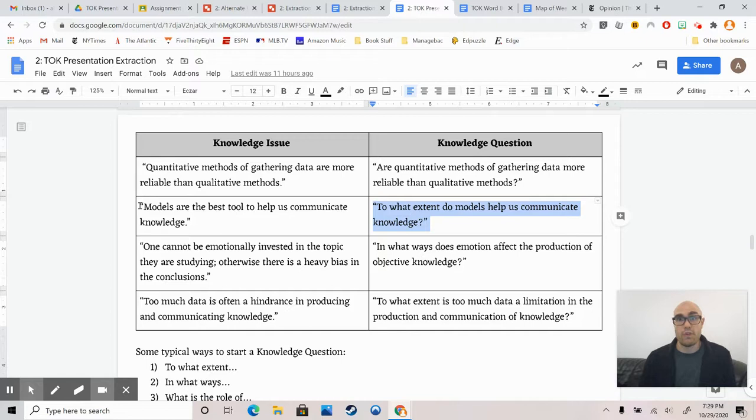Models are the best way to do it. Well, you would actually look at that. What are the other ways that you can communicate knowledge? What are the limitations of models? That's what you would look at in the exploration.